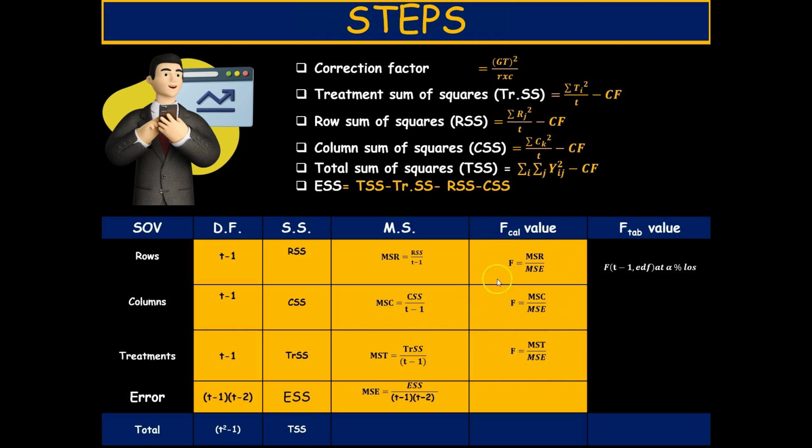And the thumb rule is whenever this calculated value of F is greater than this tabulated value, then we have to reject the null hypothesis.